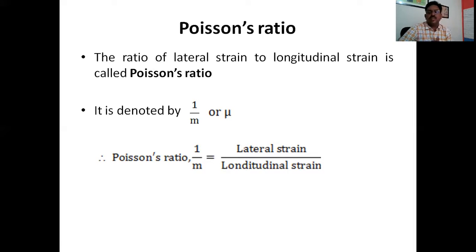Why is it denoted with m? Earlier, m was defined as longitudinal strain by lateral strain. Then they changed it to Poisson's ratio as 1 by m, that is lateral strain by longitudinal strain. That's why it is indicated with 1 by m or mu.